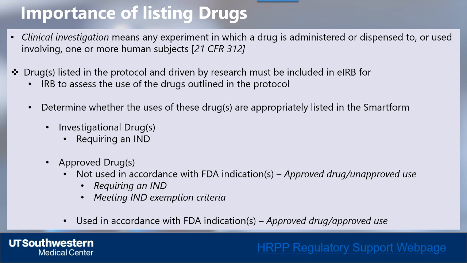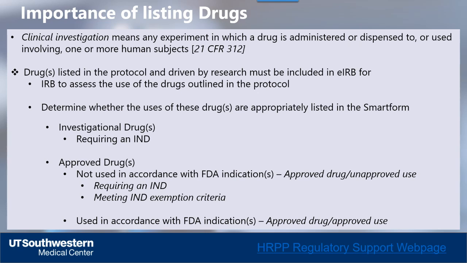When a drug is used in a research study and indicated in the protocol, and instructs the investigator to administer a drug because it's part of the research, this is driven by the protocol. In turn, it is important for all drugs listed in the protocol driven by the research to be included in EIRB so that the IRB can assess the use of the drugs outlined in the protocol and determine whether the uses of these drugs are appropriately listed in the SMART form.